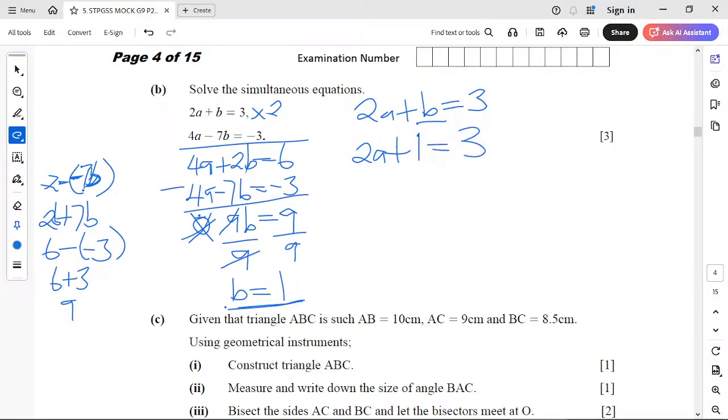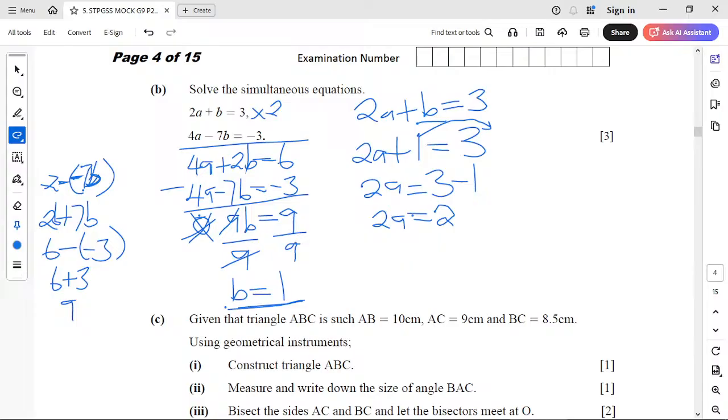Okay, so what we do is we put like terms together. So we have 2a is equal to 3. Then 1 crosses the equal sign. Since it's positive, it becomes negative. So we have minus 1. Then we have 2a is equal to, 3 minus 1 will give us 2.